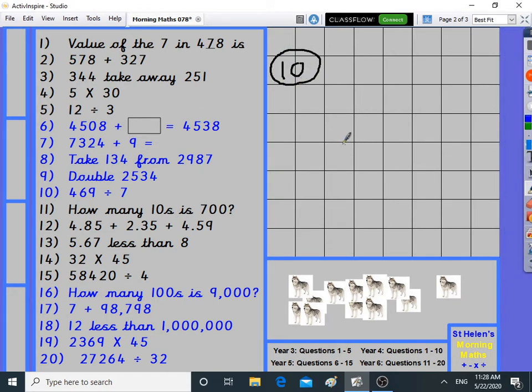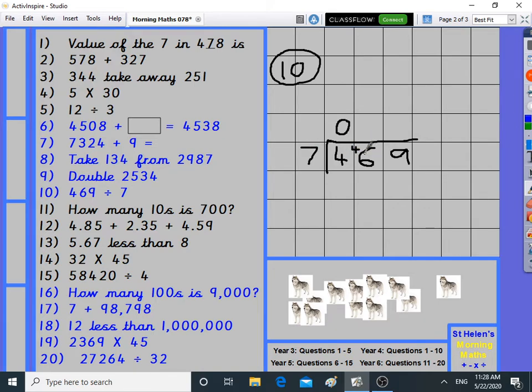469 divided by 7. Or 469 shared between 7. We use the bus stop for these bigger questions which would take too long to share out counters or dots or circles or whatever we wanted. So, how many 7s fit into 4? None, because 7's too big to fit into 4. Carry the 4 if you don't use it.